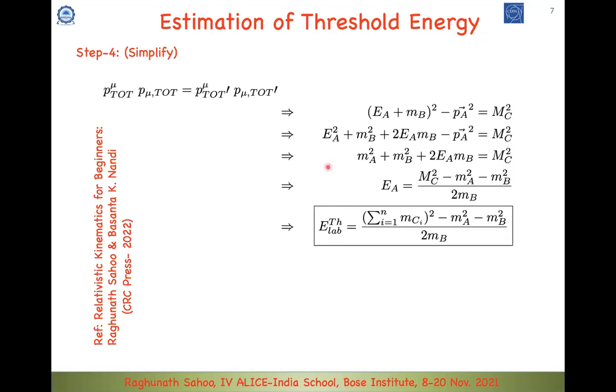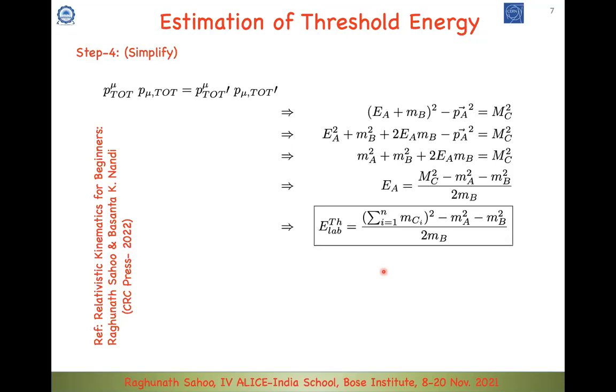So now E_A is nothing but my lab energy, or the projectile energy. So this could be written as Mc. Now I write explicitly that Mc is the sum over the final state particle masses. So this is squared, and you have to be very careful. It is not the individual masses squared, it is the total mass squared. Initially I made a mistake in the book, then I corrected it. So minus M_A² minus M_B², divided by 2M_B. So this is the master formula to calculate the threshold energy of any interaction.